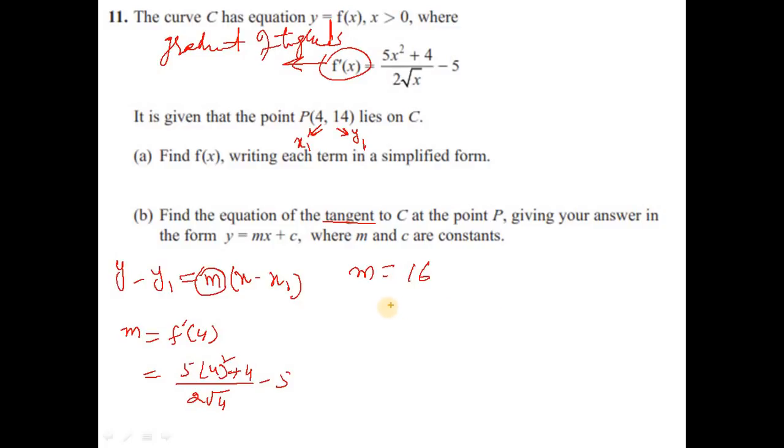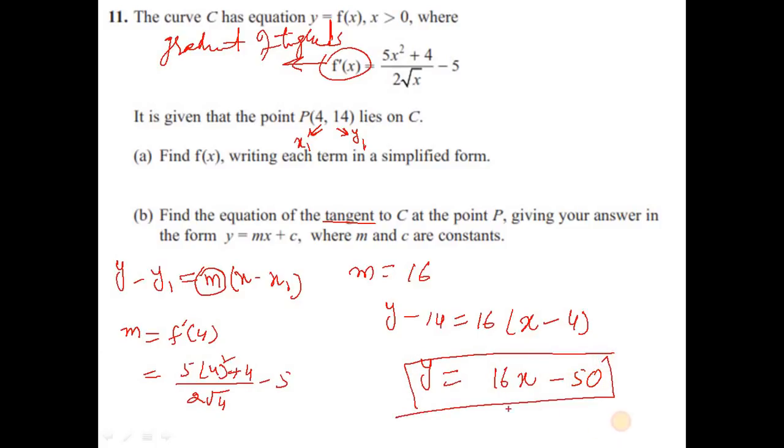So now the equation of the tangent: y minus y1, where y1 is the coordinate of the point, in this case 14, is equal to m, 16, times (x minus x1), where x1 is the x coordinate of the point, 4. Now you can simplify this equation and rewrite it in the form y equals mx plus c. If you simplify and rearrange, you have the equation y is equal to 16x minus 50. This is the equation of the tangent line.